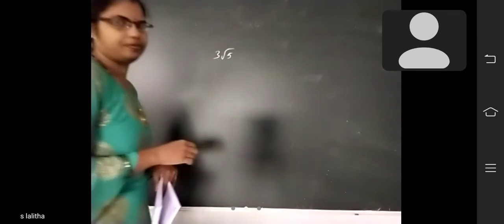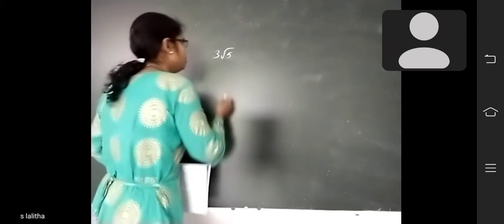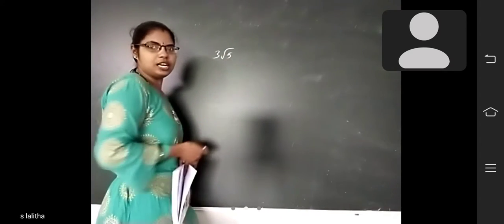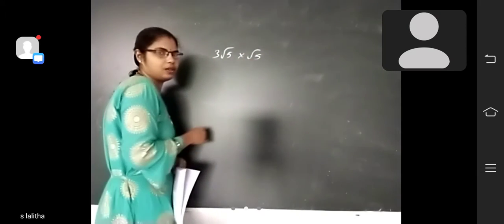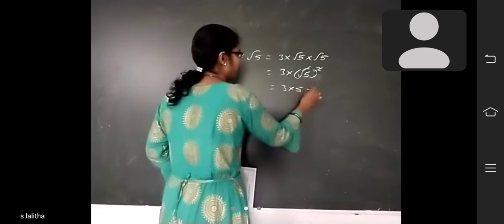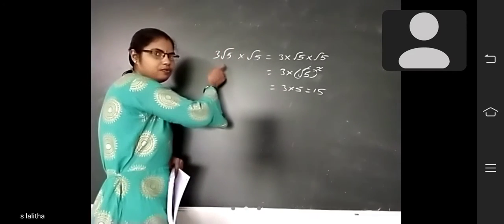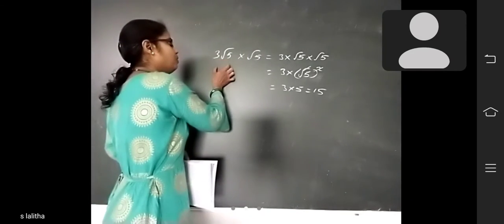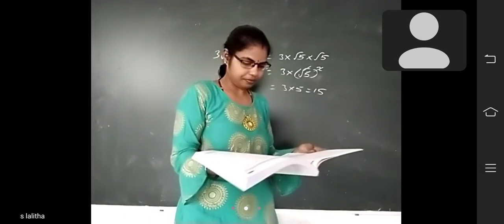3 root 5. What is the rationalizing factor for this one? Which one should you multiply to get a rational number? Here root 5 is there, so multiply root 5 with root 5. Then 3 into root 5 into root 5: root 5 whole square, the square root will be cancelled. 3 into 5 is 15. So root 5 is the rationalizing factor of 3 root 5, or 3 root 5 is a rationalizing factor of root 5. Did you understand that?